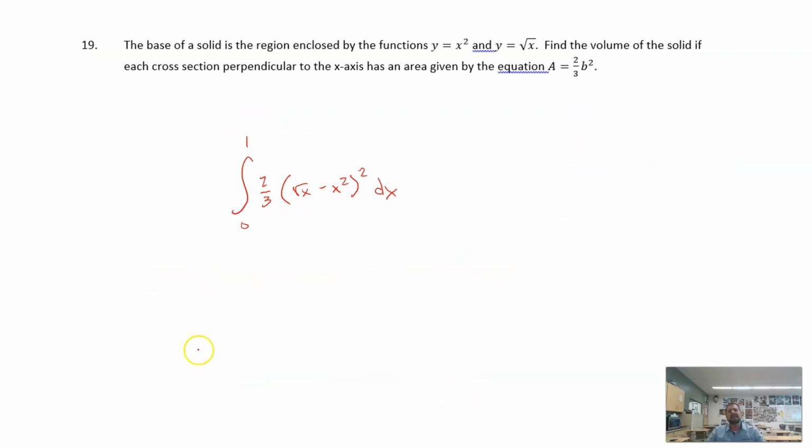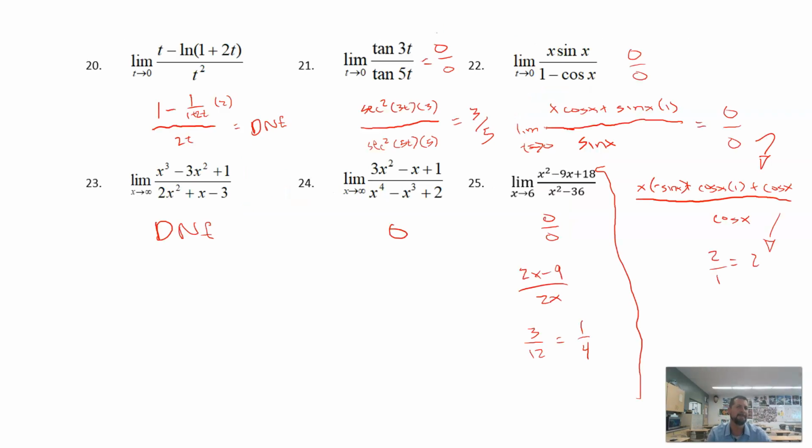On number 19, it's a little bit different because it tells us the base is running from one function to the other function. We've looked at this graph quite a few times. I've got x squared like that, I've got square root of x looks like that. So this is the area that we're using, but it tells us whatever the shape is this time, the area is 2/3 times that base squared. Well, the base just runs from the square root of x to x squared, so we subtract them. So you get the integral from 0 to 1 of 2/3 times the square root of x minus x squared, and then the whole thing is being squared due to the fact that we know the formula for the area is right there. Okay, so again, that's cross sections. Hopefully that one made sense as well.